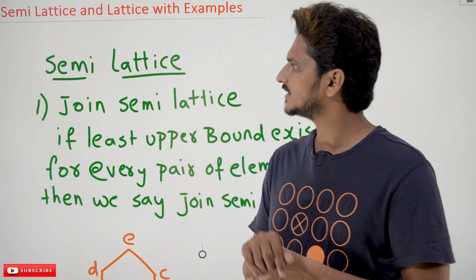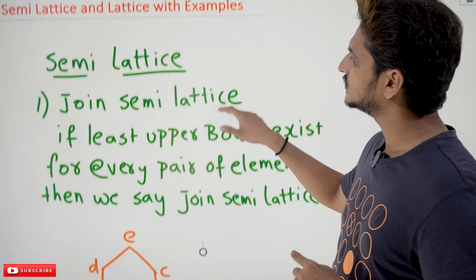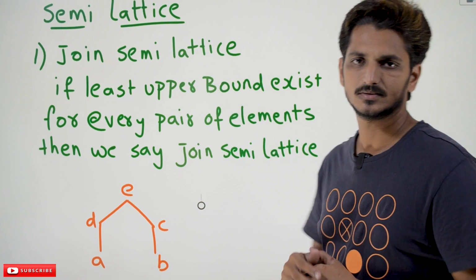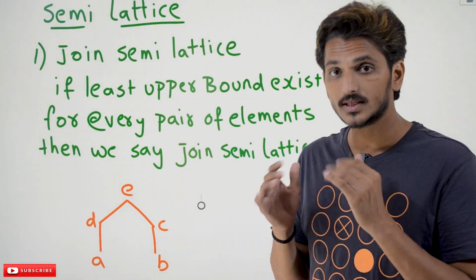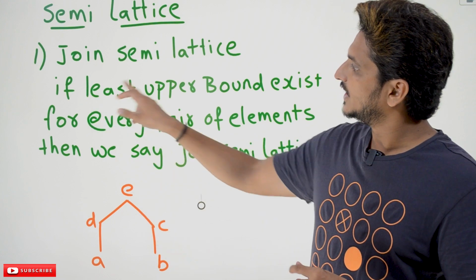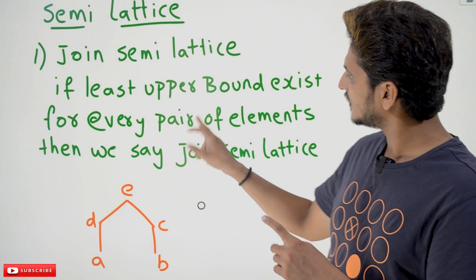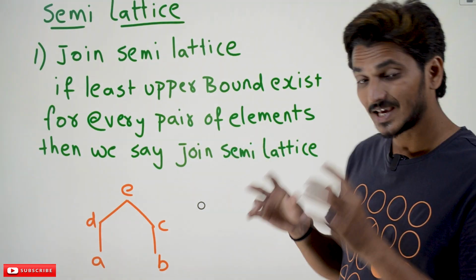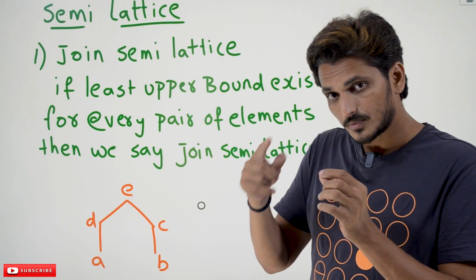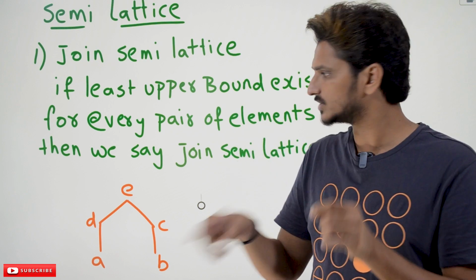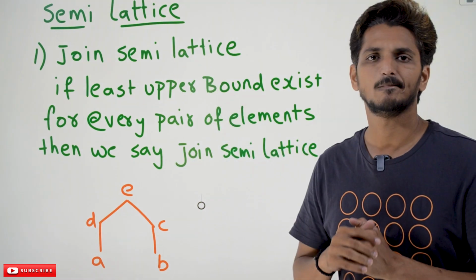Coming to today's class, in semi-lattice, we have two types. The first one is join semi-lattice. You take a POSET, a partially ordered set. On that set, if the least upper bound exists for every pair of elements, you take any pair of elements, if the least upper bound exists for every pair of elements, then we say it is a join semi-lattice.